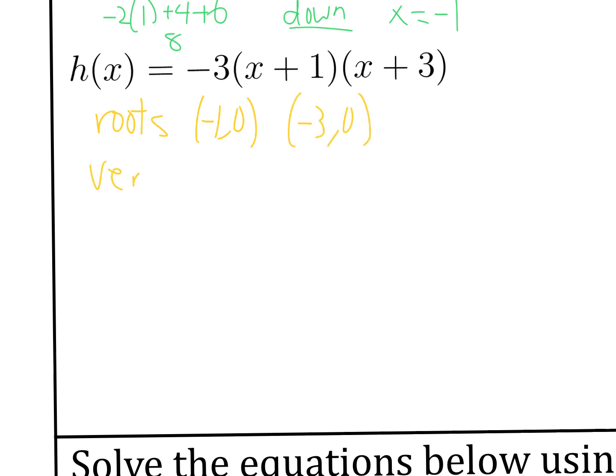The vertex is halfway in between those, so that's at negative 2. If I plug in, negative 2 minus 1 is negative 1. Negative 2 plus 3 is 1. Negative 3 times negative 1 times 1 is 3.